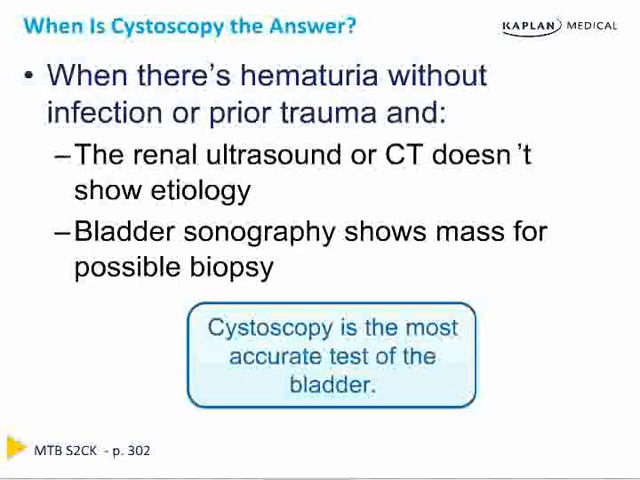As with most tests that allow for direct visualization and biopsy, cystoscopy is the most accurate way to diagnose a bladder pathology, mainly because it gives you a clear picture of what's going on inside the bladder and gives you an opportunity to get a specimen for pathologic examination.